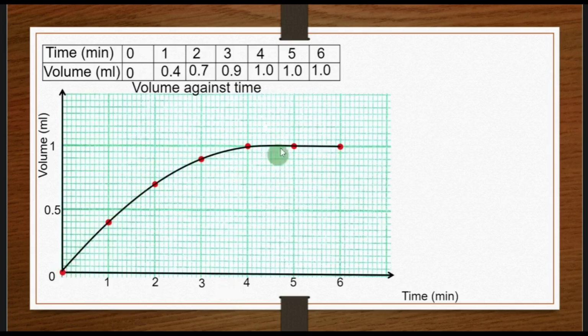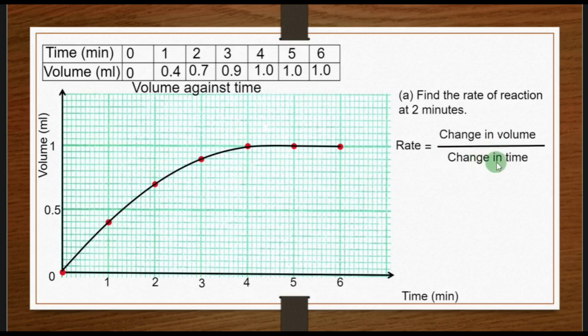All right, so now let's look at the questions that are there. This question says find the rate of reaction at 2 minutes. So you come to the time at 2 minutes here, you come here, they want you to calculate the rate of reaction. Now since this one is a curve, it's hard to go direct like that, so you need some technique. So you put the formula here, rate is equal to change in volume over change in time.